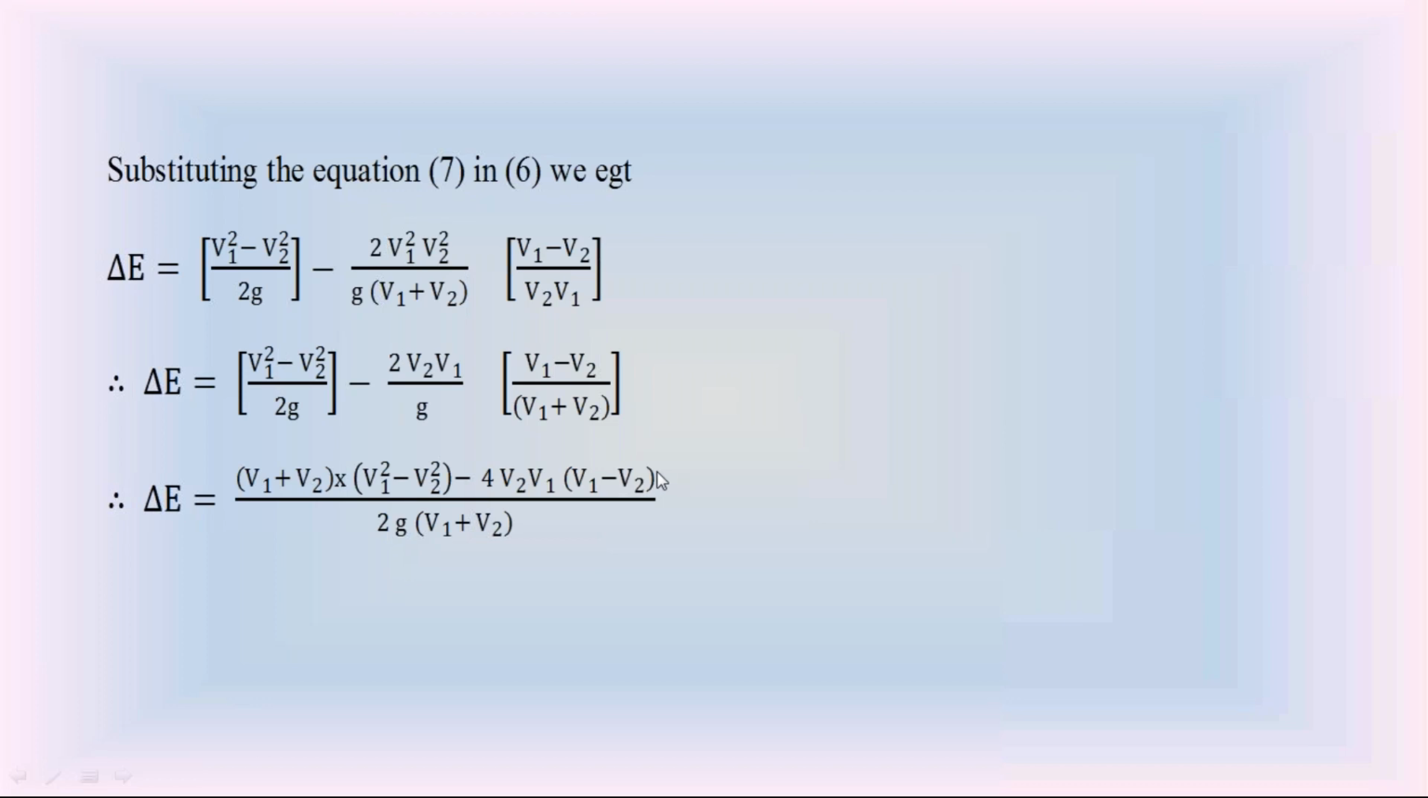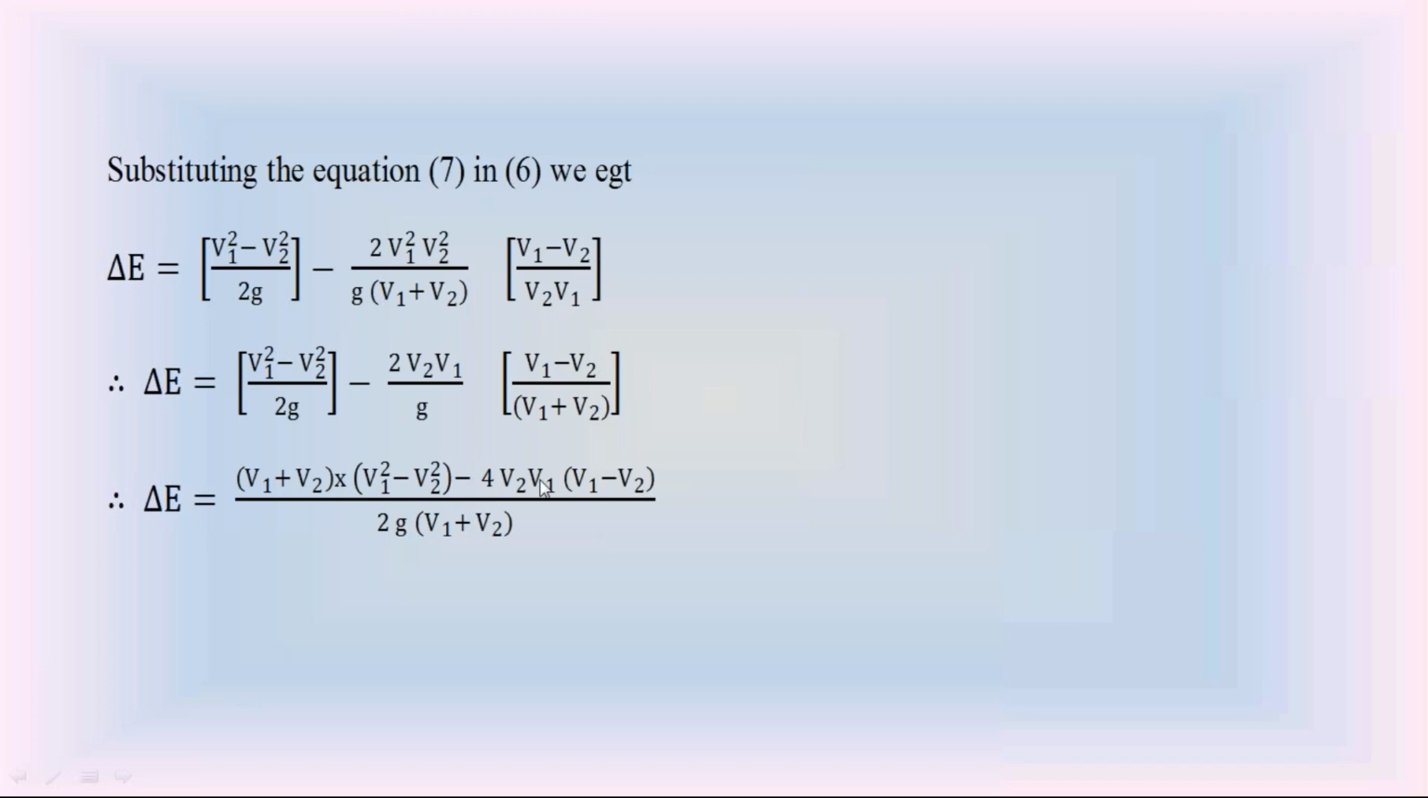The numerator becomes: delta E is equal to (v1 plus v2) into (v1 square minus v2 square) minus 4 v2 v1 into (v1 minus v2). Expand the numerator. So v1 into v1 square, v1 cube; v1 into minus v2 square, minus v1 v2 square; plus v1 into v2 plus v2 into v1 square, so plus v2 v1 square; plus v2 into minus v2 square, minus v2 cube.